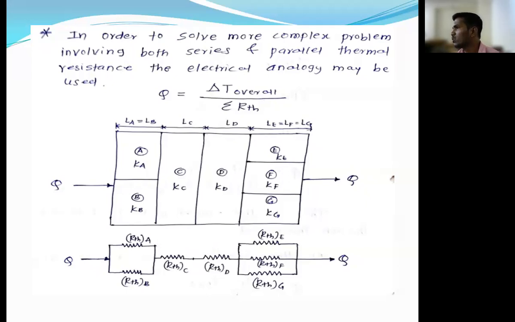So now our aim is to calculate the resistance of each plate. म्हणजे thermal resistance A calculate करायचा आपल्याला. Then we have to calculate the thermal resistance of plate B. Then we have to calculate the thermal resistance of plate C. Then plate D, plate E, plate F and plate G.